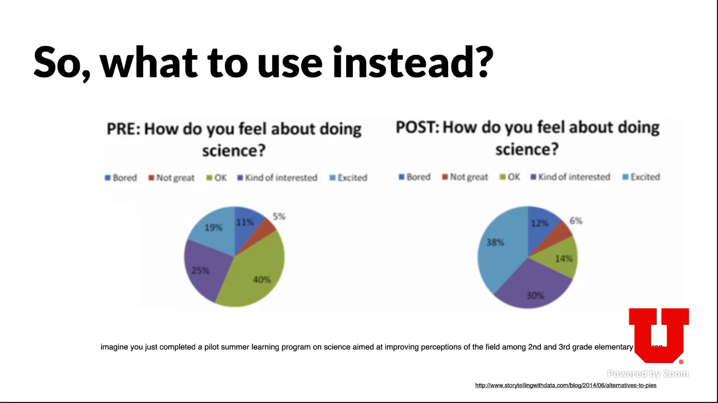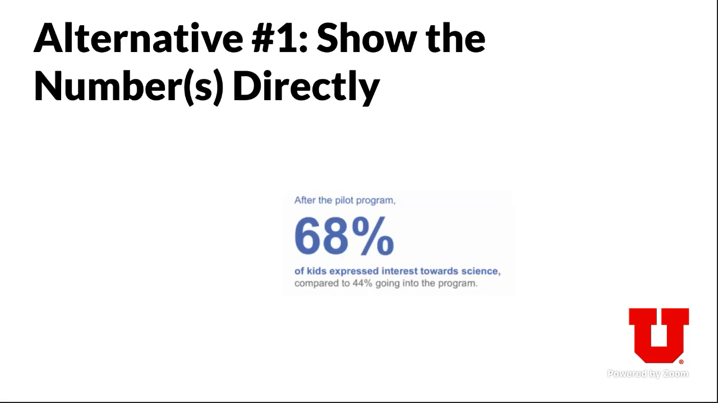After the seminar, you do a similar survey to measure the effect that the seminar had. Doing pie charts here, again, it's not that you can't read it at all, but it just doesn't show the data well, right? So what can we do instead? The first alternative would be to just show the number directly. You could say something like, after the pilot program, 68% of kids expressed interest towards science compared to 44% going into the program. That's the simple baseline version.